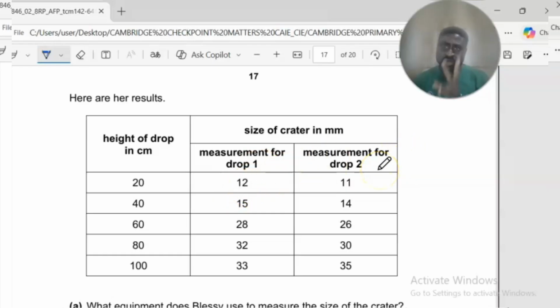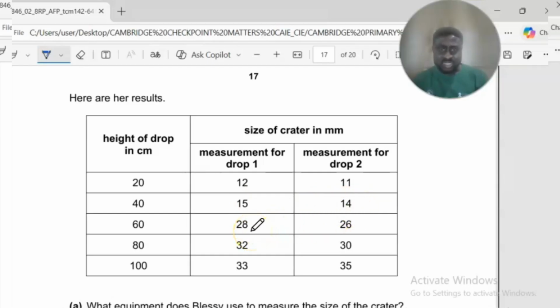Measurement for drop 2. So she performed dropping from each height twice. And you can tell why that is done in a repeated manner during an experiment or investigation. It's for us to get precise, accurate, and fair results in most cases. Then she had 12 millimeters there at drop 1 and 11 millimeters. Then at 40 centimeter height, the crater formed is 15 millimeters and 14 millimeters for the second drop.